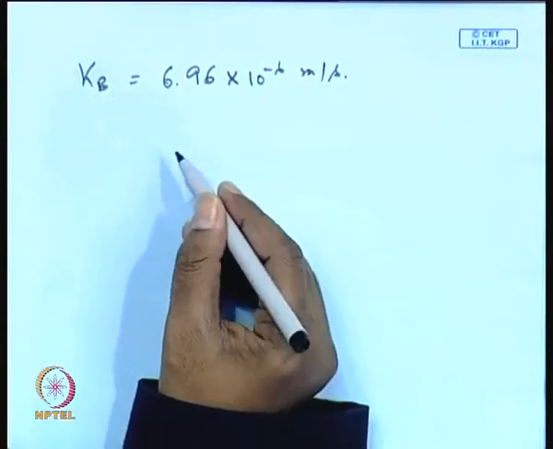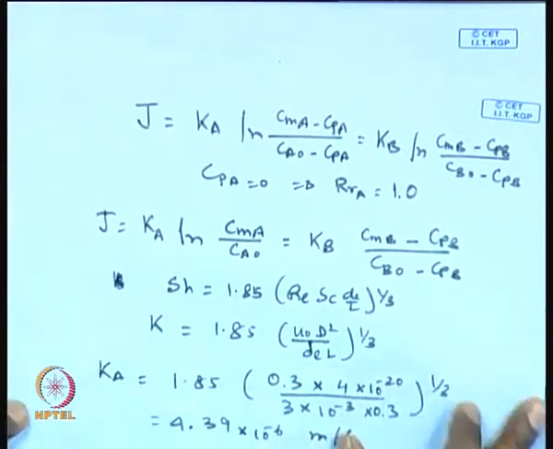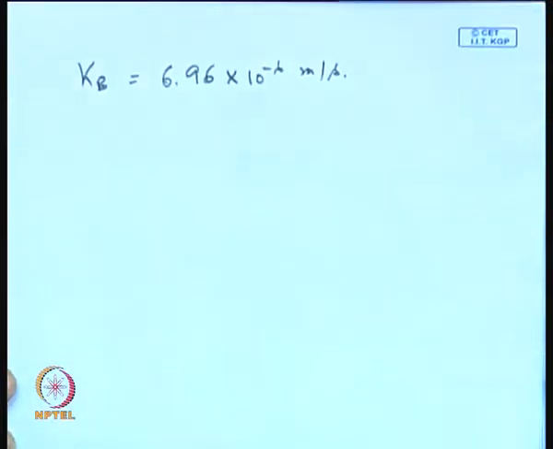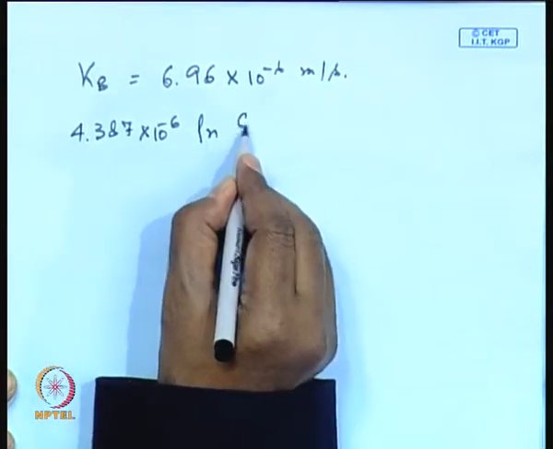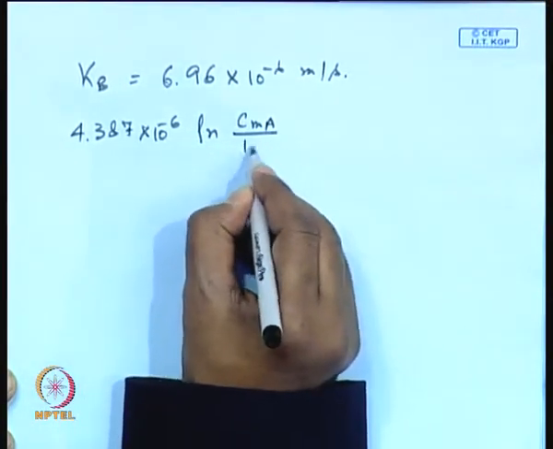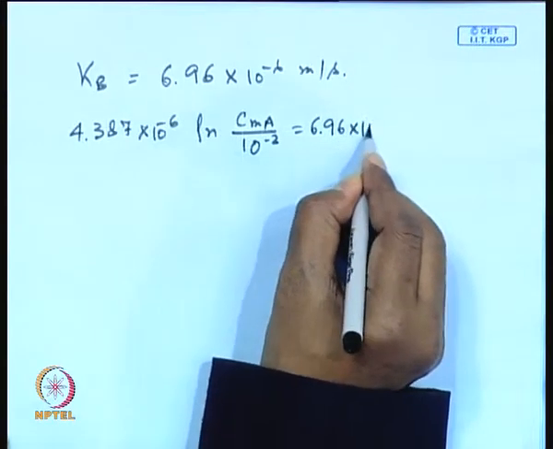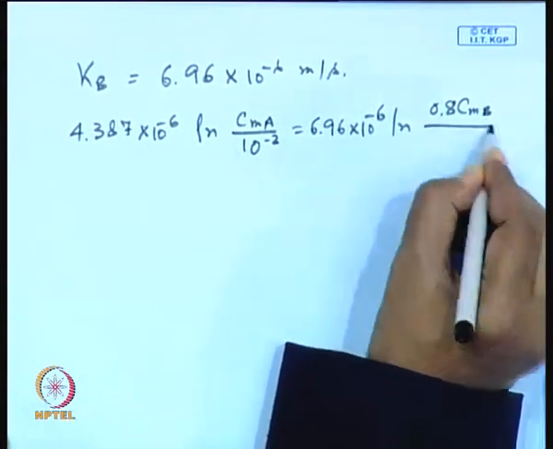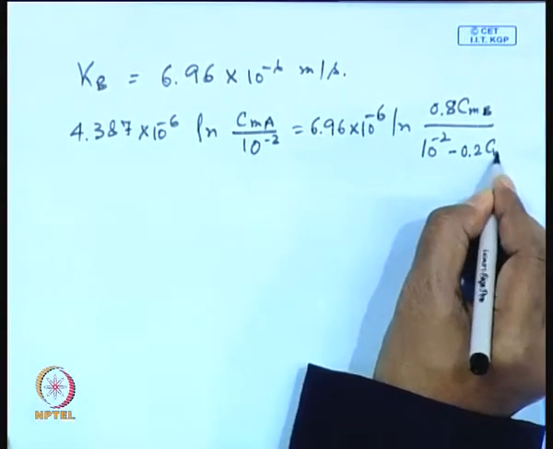Okay. So, now we put these values in the equation, and we just equate the two expressions. If you do that, what you will be getting is 4.387 into 10 to the power minus 6 ln of C_MA divided by 10 to the power minus 2, that is the concentration of A in the feed, equal to 6.96 into 10 to the power minus 6 log of 0.8 C_MB. We are replacing C_PB in terms of the real retention of B and C_MB, over 10 to the power minus 2 minus 0.2 times C_MB.